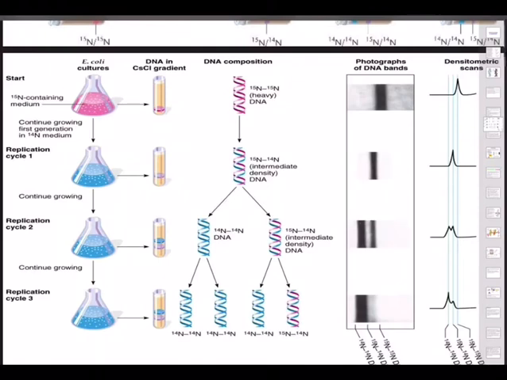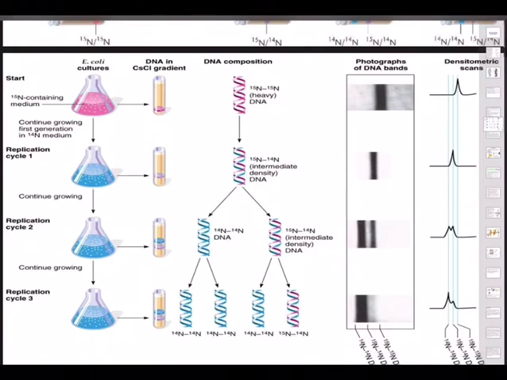Now they have taken photographs of the bands, and this is how the scans were observed. So it starts with 15 nitrogen containing medium, E. coli cultures of course. Basically all these experiments are done on a bacterium, Escherichia coli, which is present in our small intestine. The DNA is graded with the help of a chemical called cesium chloride, CsCl. So first you can see the DNA composition. Heavy DNA is formed; both strands are 15N, 15N.